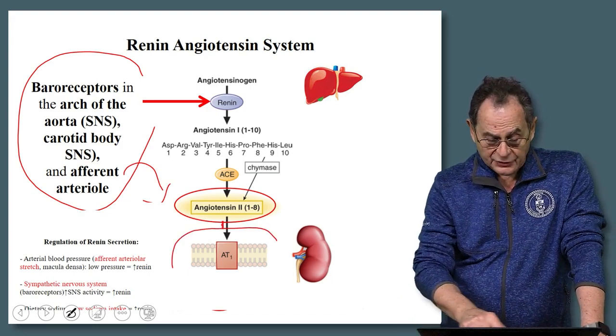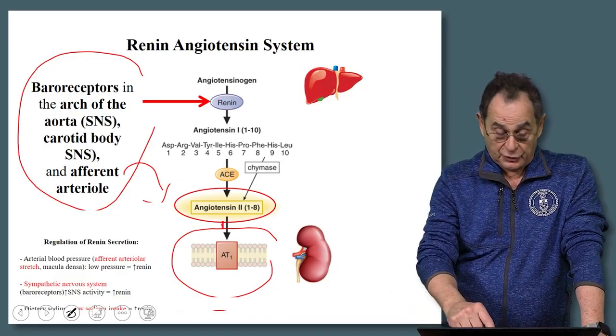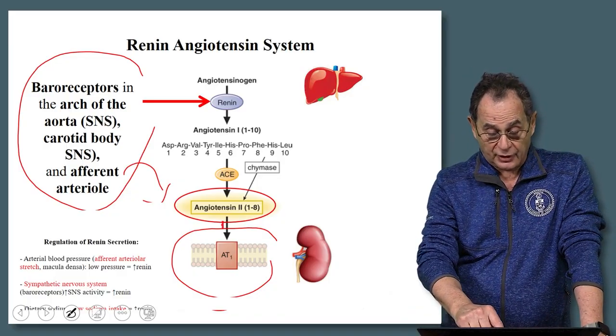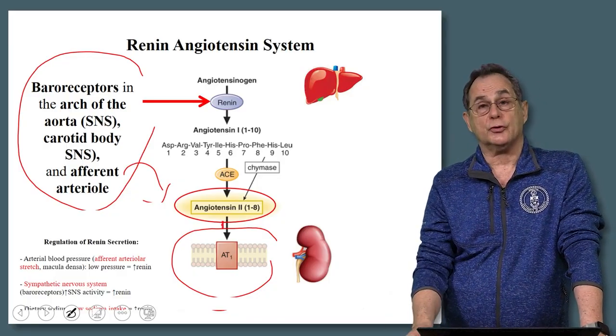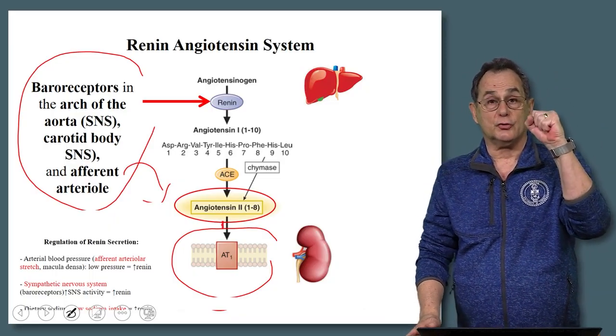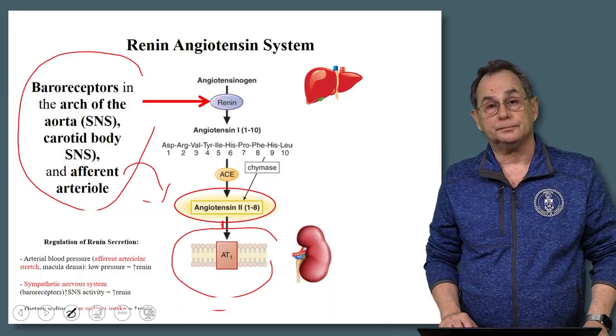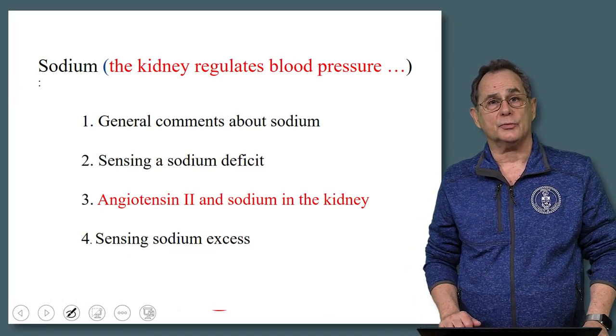Now, kidney cells have angiotensin type 1 receptors, and these are G protein coupled receptors, and angiotensin 2 interacts with those receptors. It causes vascular smooth muscle vasoconstriction, and it has important effects on tubular function that influence sodium reabsorption.